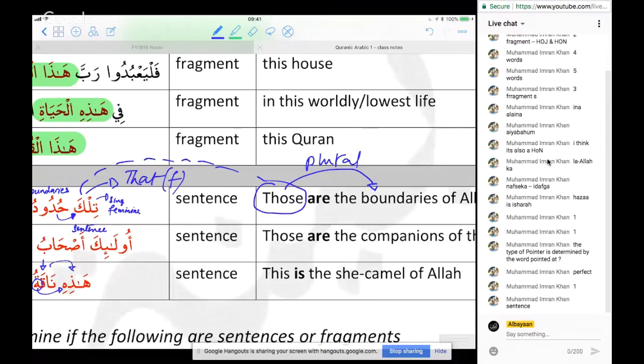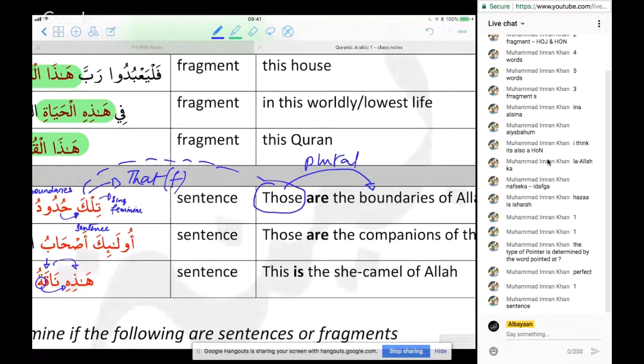So translations are always interpretations. Translation is not a Quran. Quran is only in Arabic. All the translations are interpretations, right? That's why you may find these inconsistencies where you find a pointer that means "that," but in the translation it is translated as "those," which may confuse you. The rules of English do not allow you to translate literally from Arabic to English. So you translate what makes sense. Just keep that in mind.